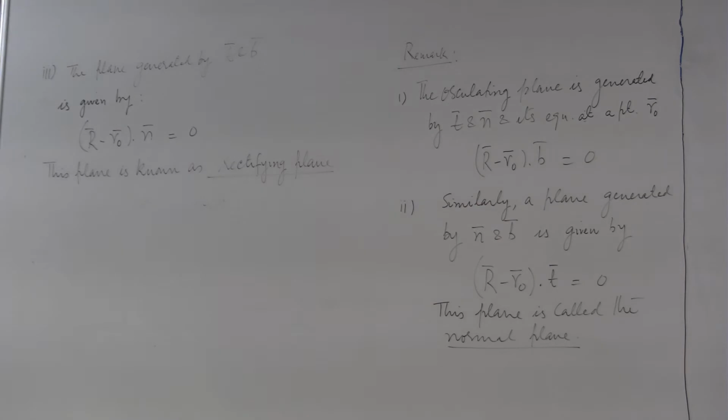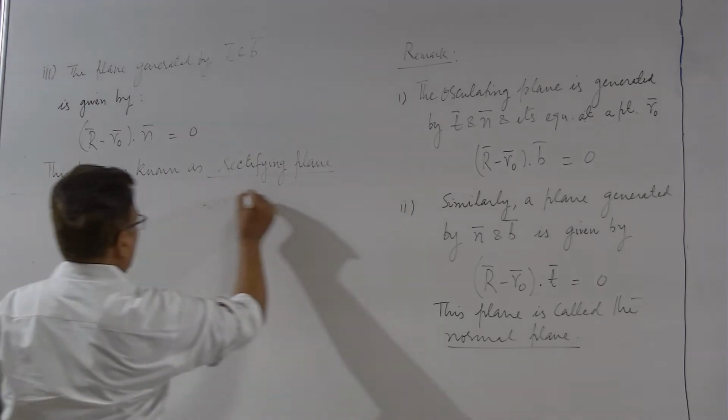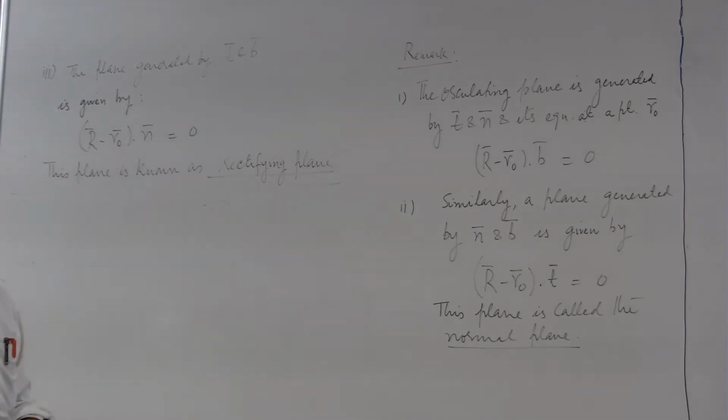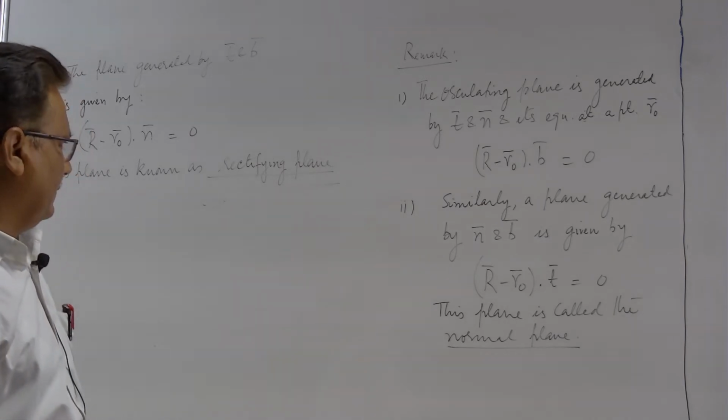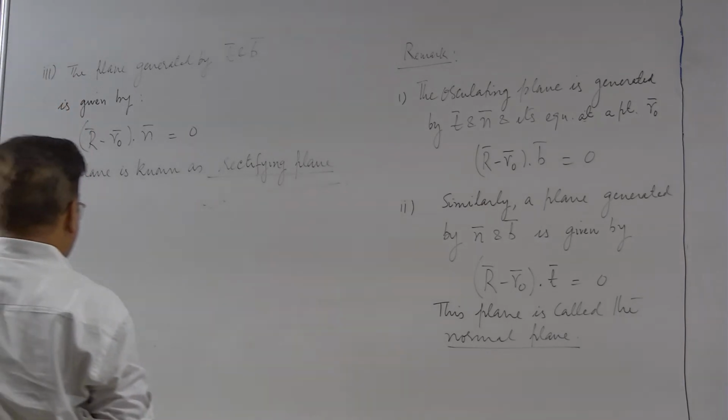So, to every point of a curve, we not only have the 3 mutually perpendicular vectors, there are 3 mutually perpendicular planes also. So, they are also important. All right. Now, we can move on to the other notion, that is the torsion.